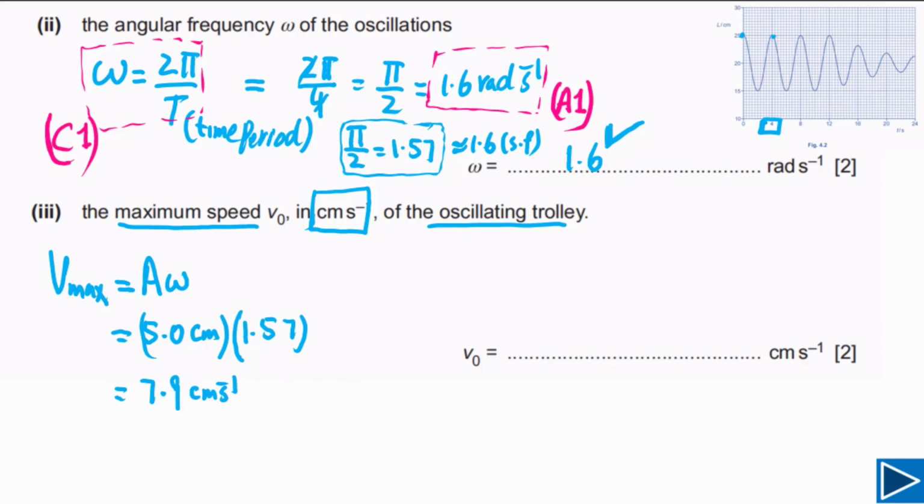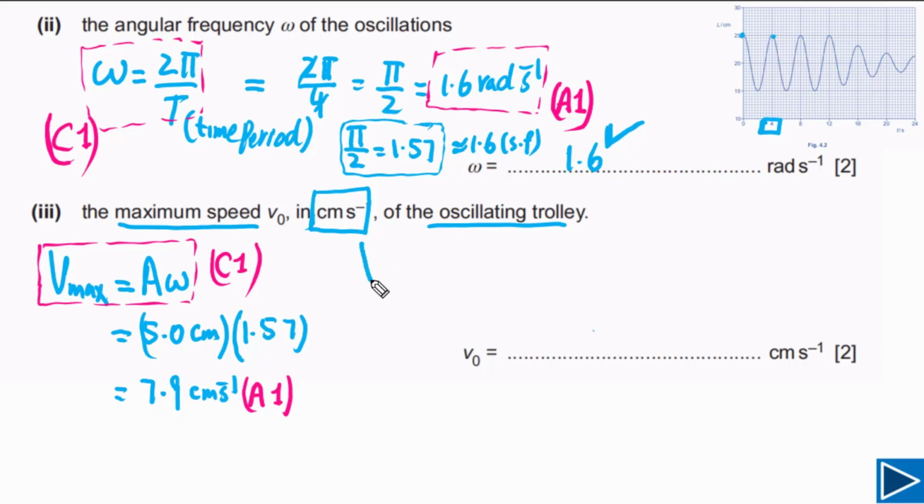The first mark is if you have used this formula. If you have written this one, you will get 1 mark, and that is the C1 mark. The second mark is the answer mark. If you have got the right answer, you will get 2 marks. But if your answer is wrong and you have written this one, you will get 1 mark. So always start by writing the formula, then plug in numbers, and then do the calculations.